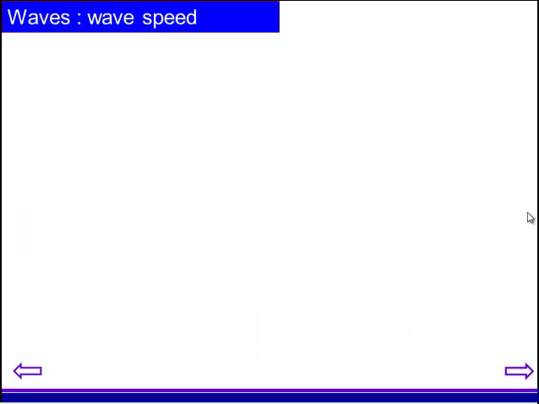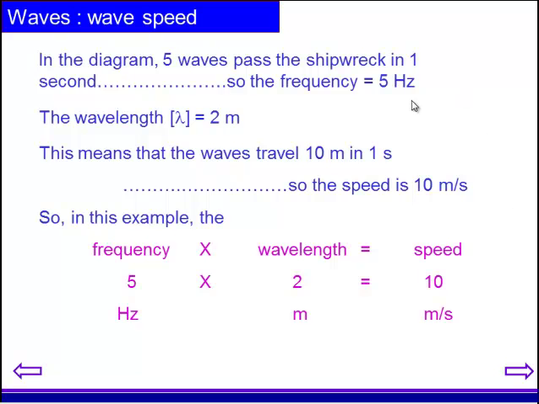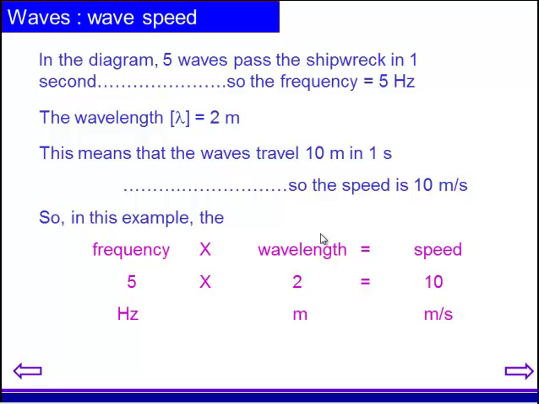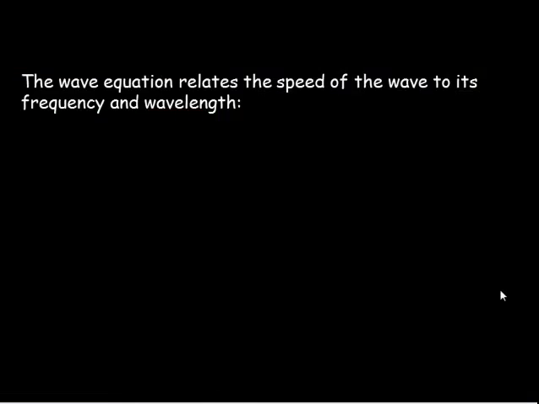Now let's break this down a little bit and think about the wave speed. If there's 5 waves passing per second and each wave is 2 meters long, that means 5 waves each 2 meters long means there's 10 meters of distance travelled in 1 second. So the speed is 10 meters per second. This example lets me think about frequency multiplied by wavelength equals the speed. Now this is the basis of the simple wave equation.